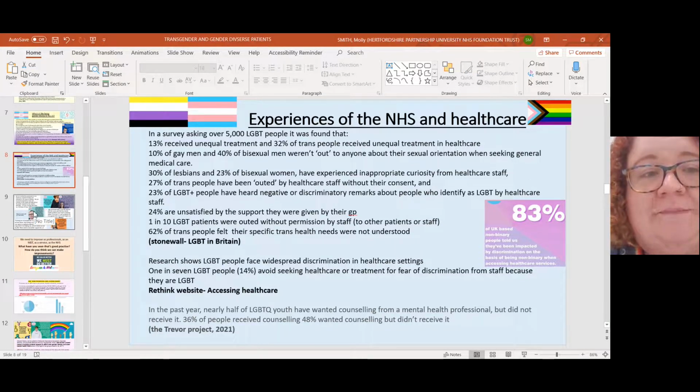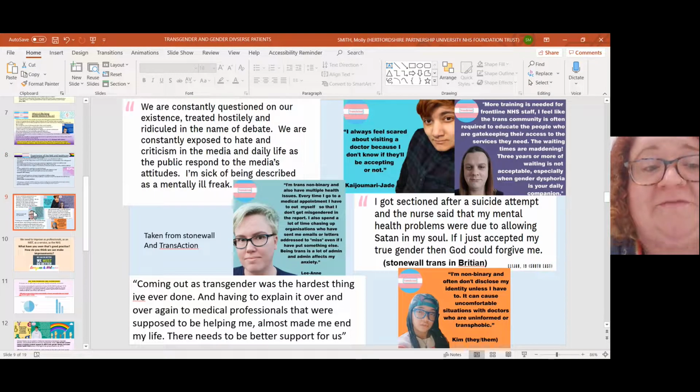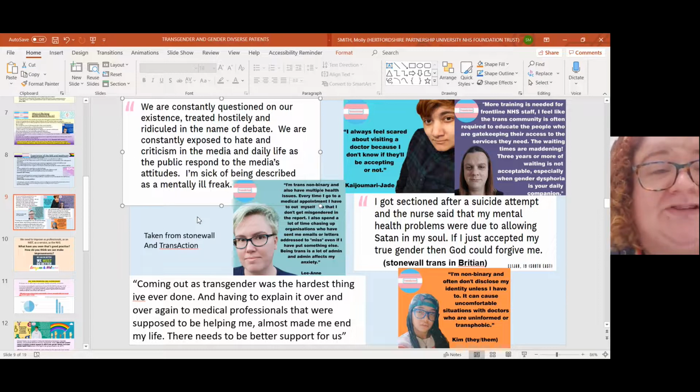I know this is stats that I'm showing you now, so I want to just bring those stats alive a little bit with some real life quotes. So I've got some quotes from Stonewall here. We're constantly questioned on our existence. We're treated hostilely and we're ridiculed in the name of debate. We're constantly exposed to hate and criticism in the media and daily life as the public responds to the media's attitudes. I'm sick of being described as a mentally ill freak.